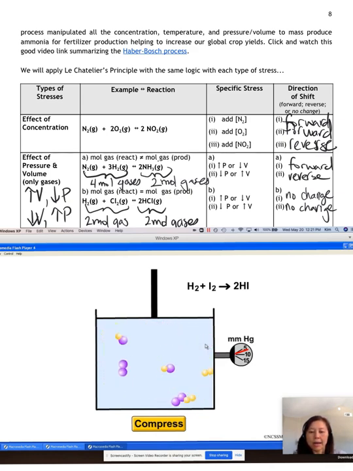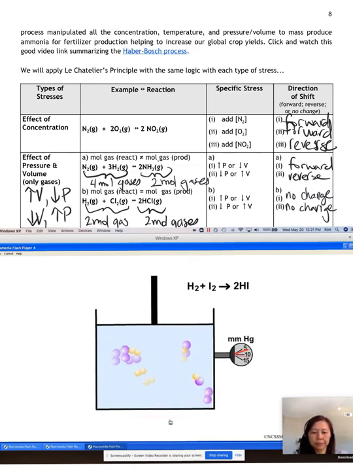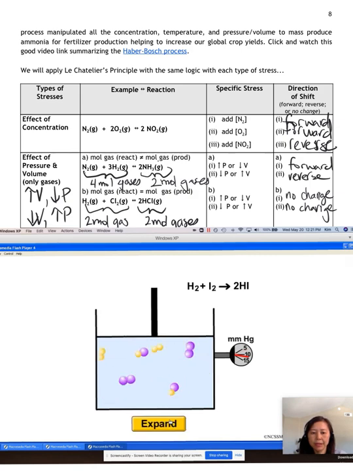Now I'm going to compress, and you're going to see if there's any changes in the amounts of hydrogen, iodine, and hydrogen iodide. So let's count. You see 2 hydrogen molecules, you still see 2 iodine molecules, and you still see 2 hydrogen iodide. Now, upon compressing, what you've done is you've changed the volume. Thus, you increase the pressure inside the system.